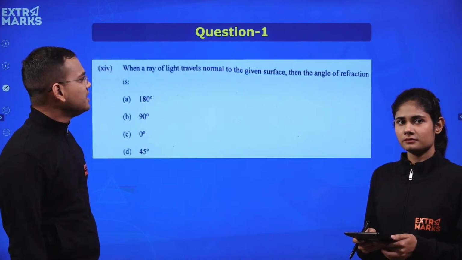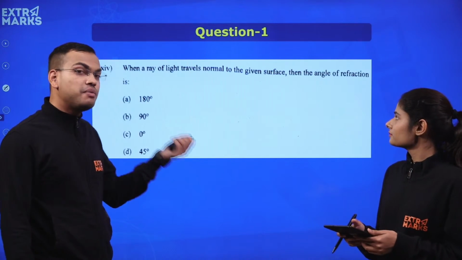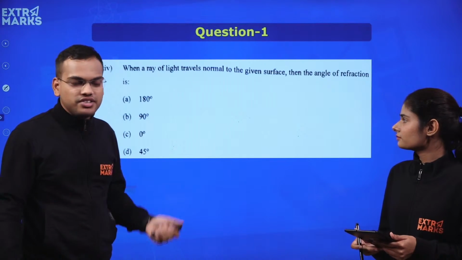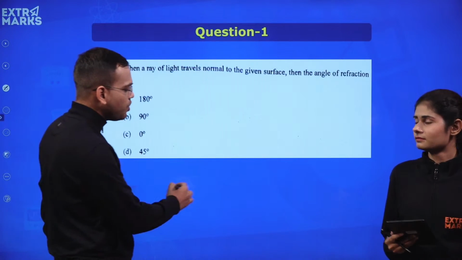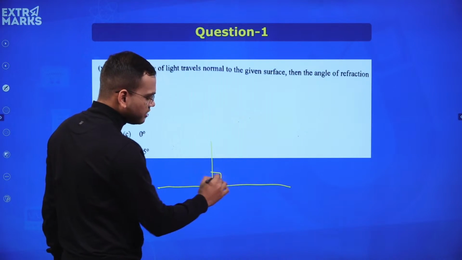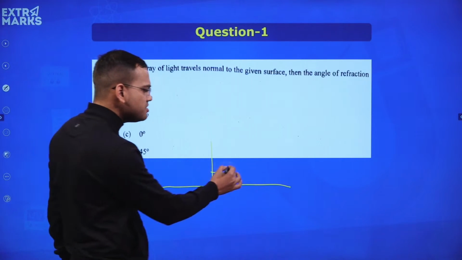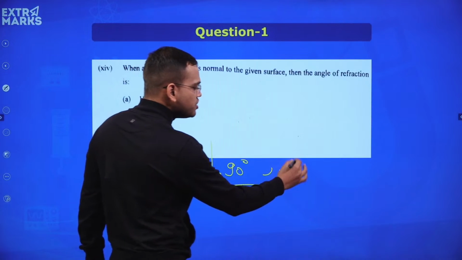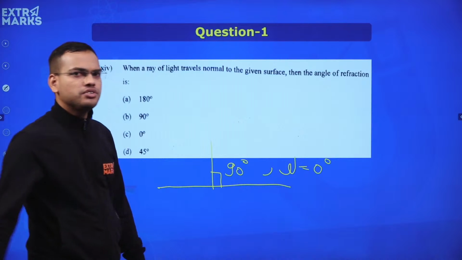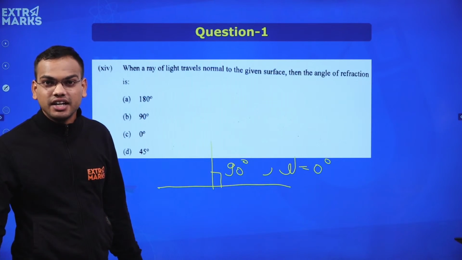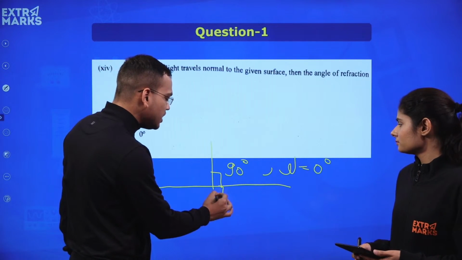Okay. Now let's come to a very interesting question. When a ray of light travels normal to a given surface, any given surface, if a ray of light is entering normally, then the angle of refraction is? What is the angle of refraction? If a ray of light is incident normally to that surface, it means the angle of incidence is 0 degree. If anything is incident normally to a surface, will it get deviated? Definitely not. It will go as it is.